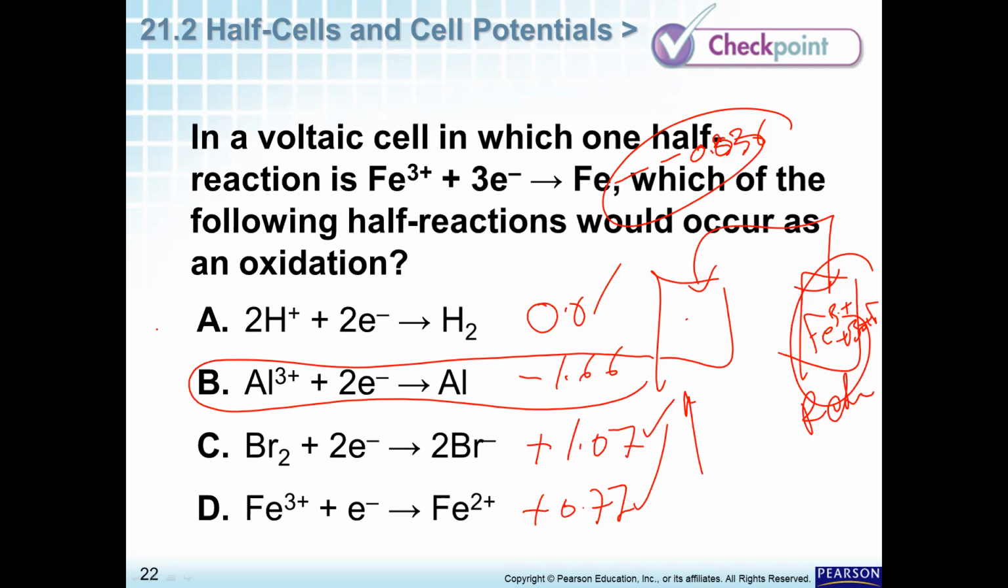It's not always like that, Hadil. It is true that negative is always oxidation if we are comparing positive to negative. But if we are comparing negative with negative, then the reduction is the least negative and the oxidation is more negative. That is why iron is negative 0.036 and aluminum is negative 1.66. So the negative 1.66, which is more negative, is the one which undergoes oxidation. Okay, Hadil, you got it?